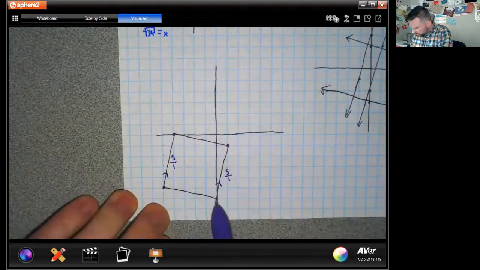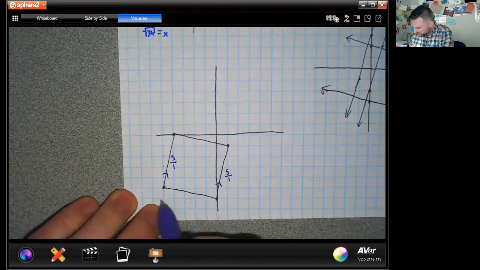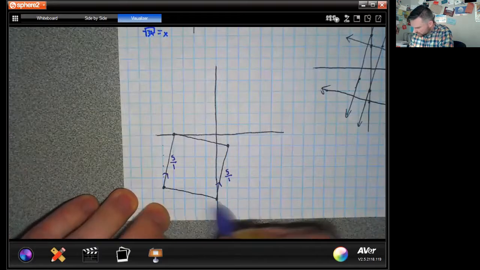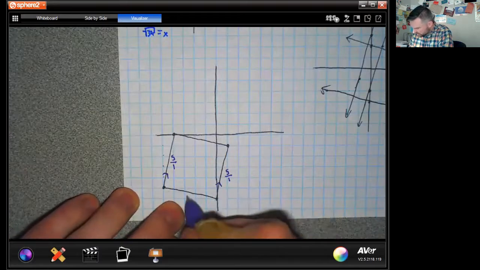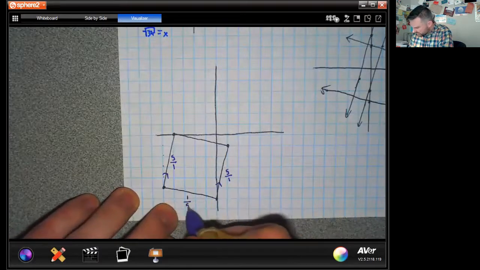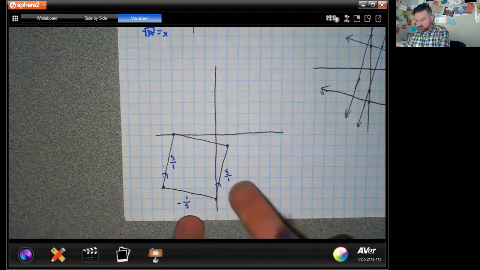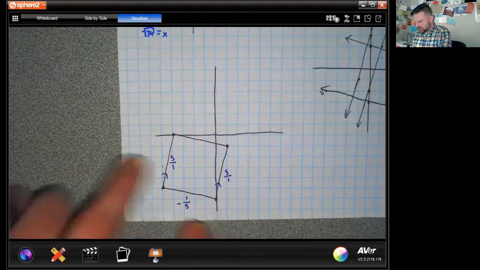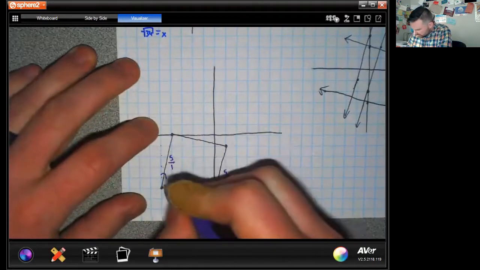Here we've got 1, 2, 3, 4, 5, 1. Now I went left and up 1. So my rise is 1, my run is 5, and it's negative. If you notice, these two are negative reciprocals. They're flipped over. One's positive, one's negative. Same here. So here I have a 90-degree angle.